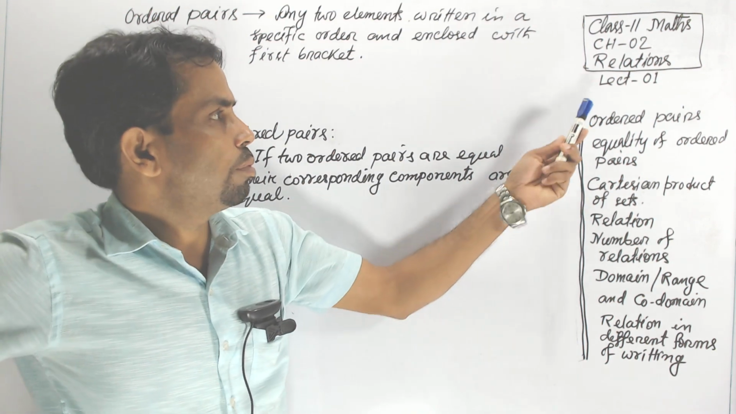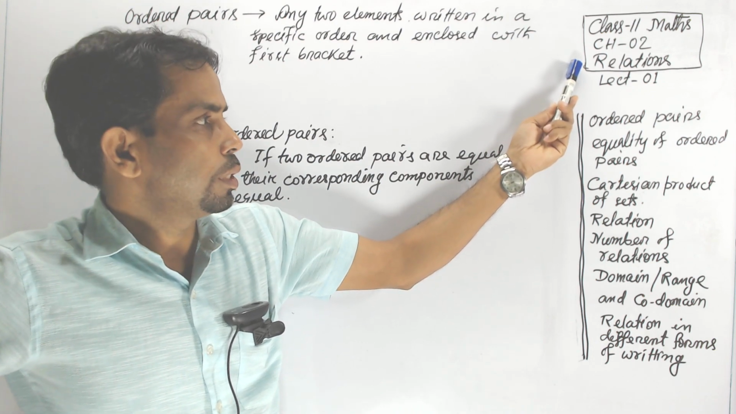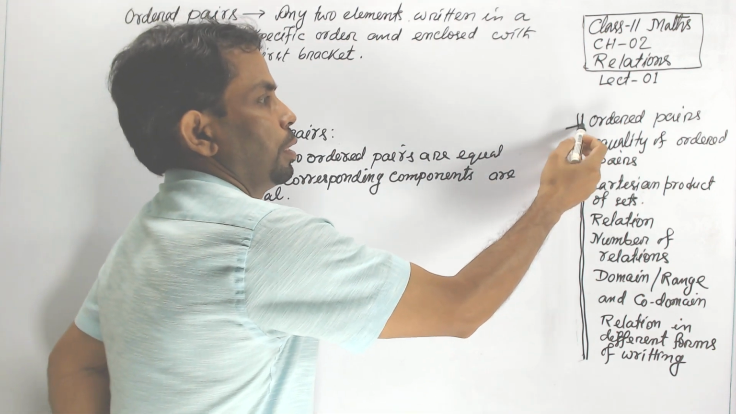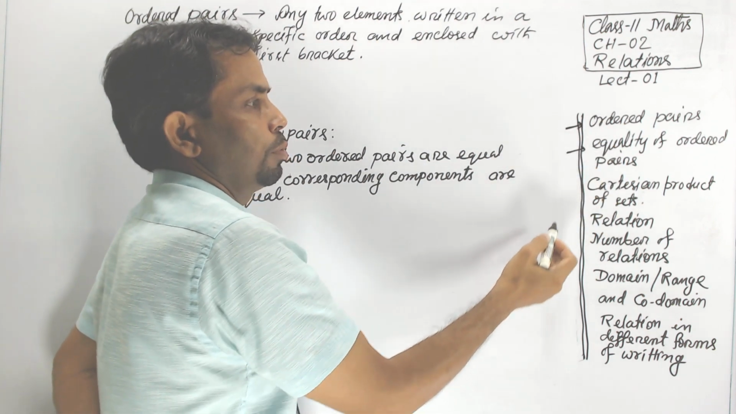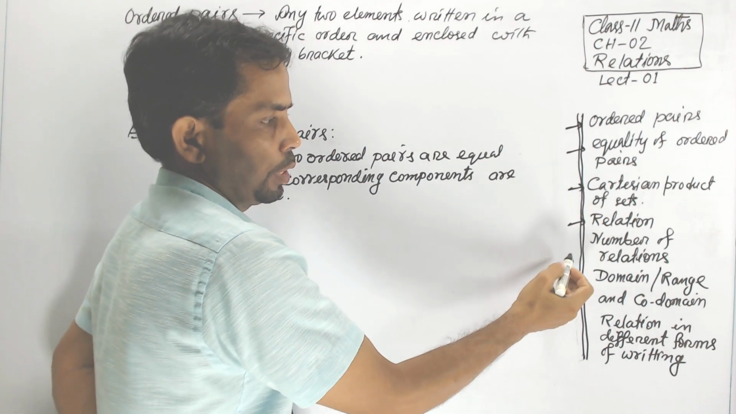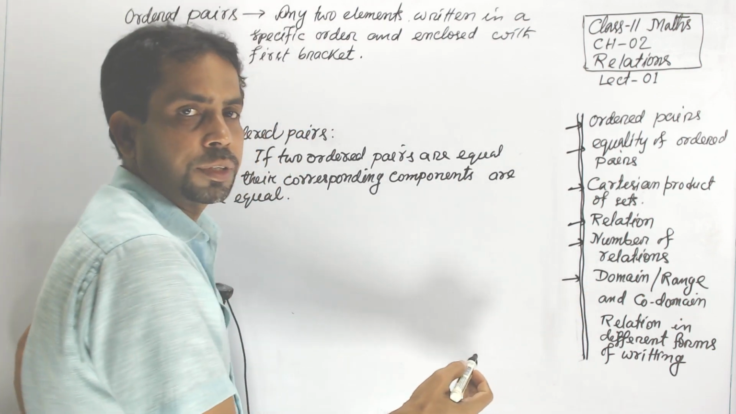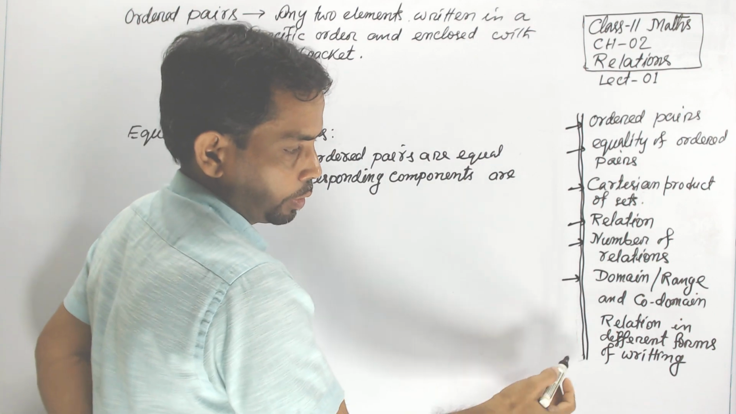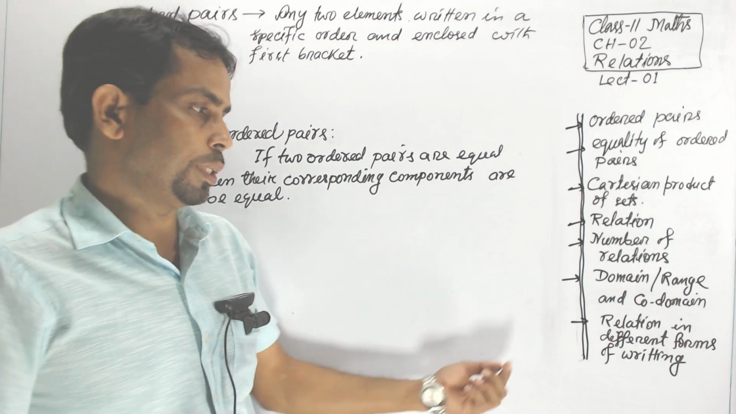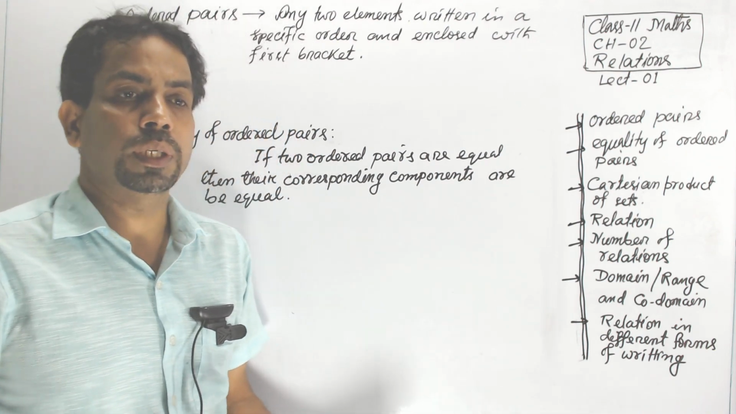This is going to be the first lecture on class 11 maths chapter 2, that is on relations, and these are the points I am going to discuss in this video. First is ordered pairs, then equality of ordered pairs, Cartesian product of sets, relations and number of relations, and then domain and range of relations, and also codomain, and then at the last I'll explain how a relation can be written in different forms. That means different forms of writing a relation with example.